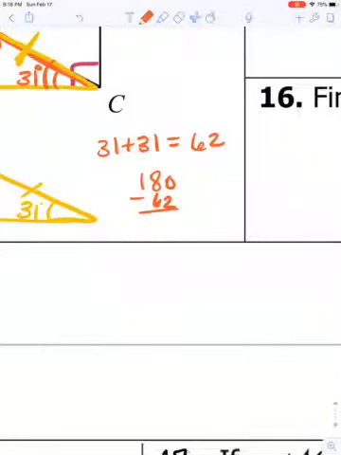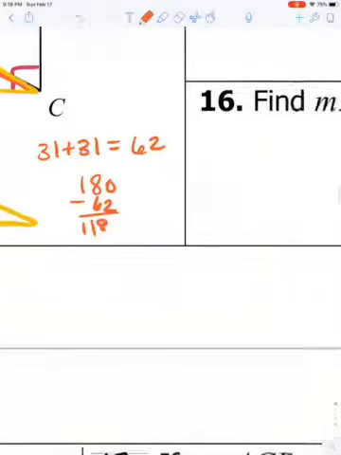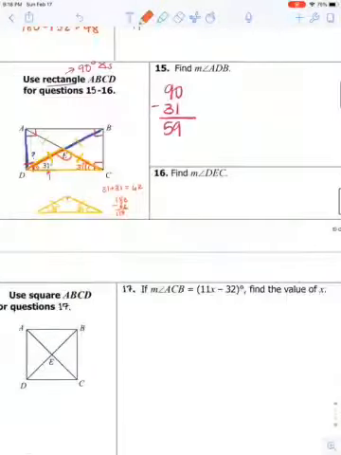Alrighty. So that's going to be 118, and that's it. That's all we got to do. This is 118 right here. Beautiful. 118 degrees.